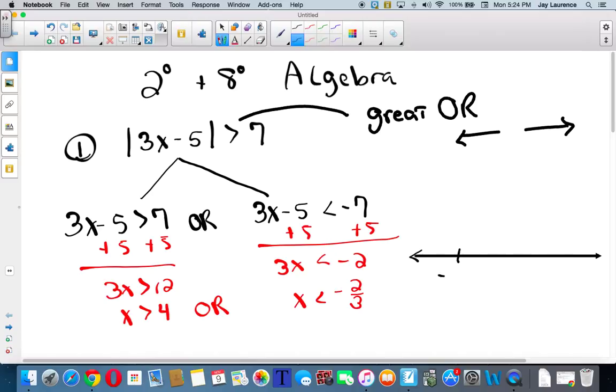All right, so I need a negative 2/3 on here and I need a positive 4. They will be open points, yes, because they're not equal to. And numbers greater than 4 are to the right of 4. And then the numbers less than negative 2/3 are this way. Now, let's give the interval notation.